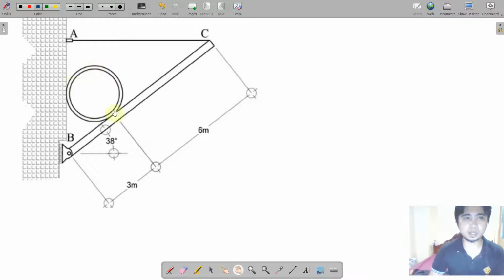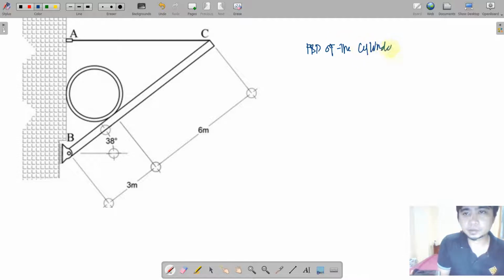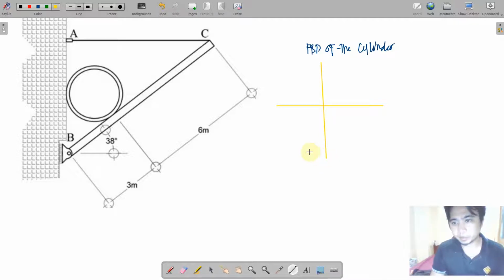Of course, we'll start with the free body diagram of the cylinder. So, I'll just have to draw that one. Okay, let us draw the FBD of the cylinder. Okay, so I'll just have to create an X and Y axis, because we have here concurrent forces. When we say concurrent, the forces will meet at the same point. So by that, let us now have the forces.